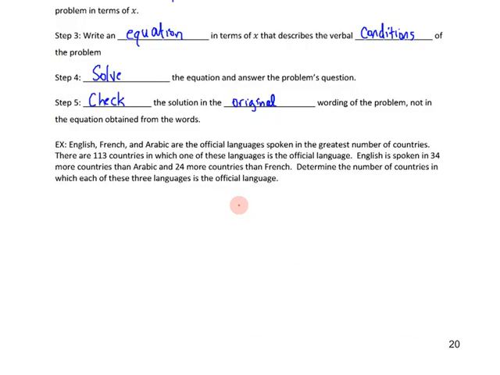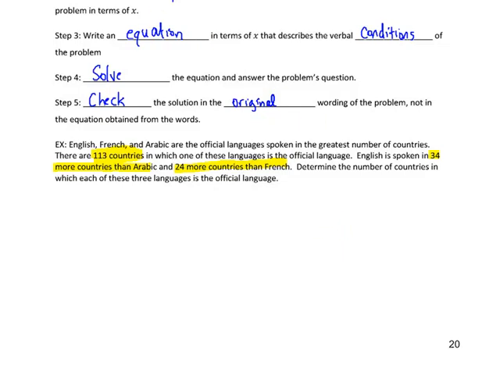Using these strategies, or these steps, I should say, let's answer the following question. English, French, and Arabic are the official languages spoken in the greatest number of countries. And here's what we know. There are 113 countries in which at least one of these is the official language. All right, so 113, that's going to be some essential information. English is spoken in 34 more countries than Arabic and 24 more countries than French. We are asked to determine the number of countries in which each of these three languages is the official language.